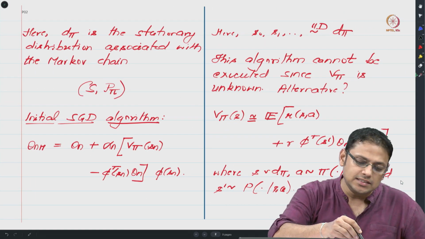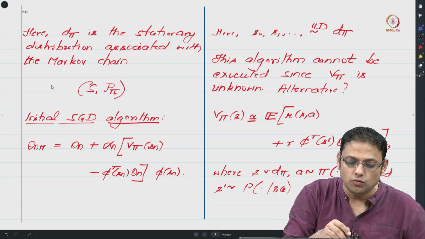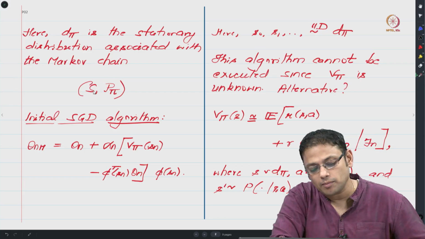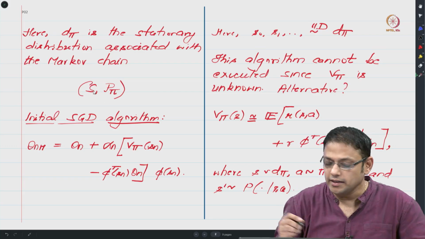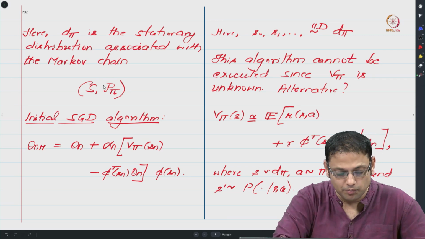And as I said, this d pi over here is the stationary distribution associated with the Markov chain where the state space is S and the transition probability matrix is p pi, and you can look up the previous lecture to recap the definition of p pi.